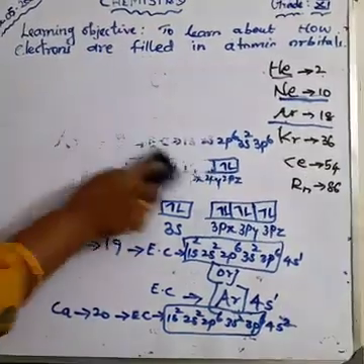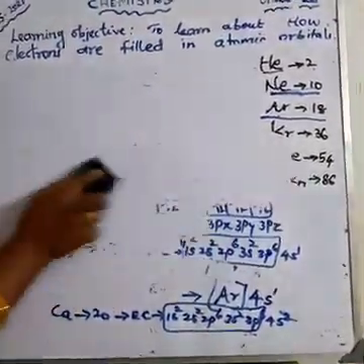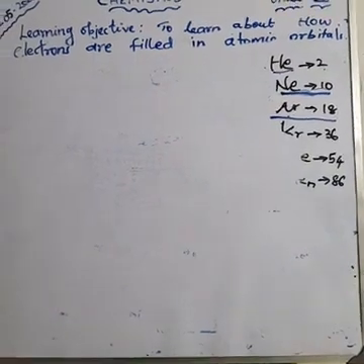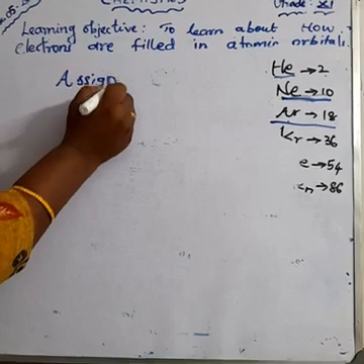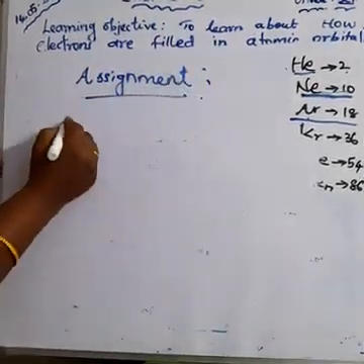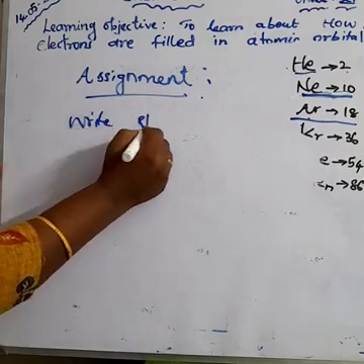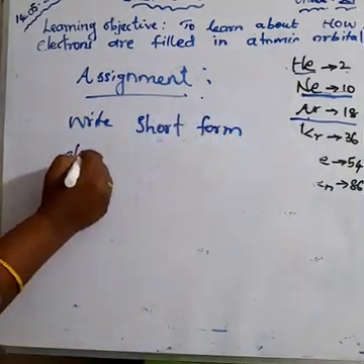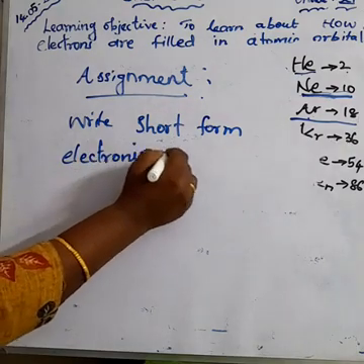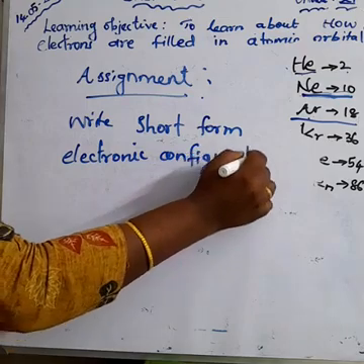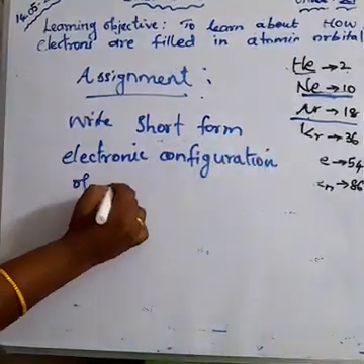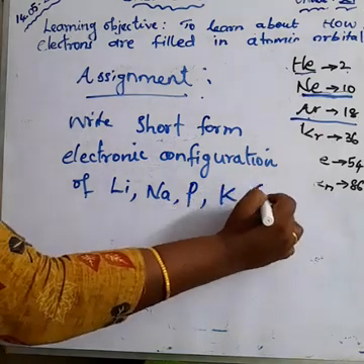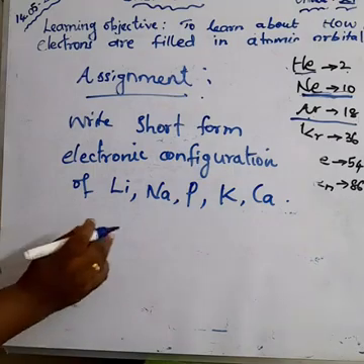Okay, students. Then the assignment: write the short form of the electronic configuration of lithium, sodium, phosphorus, potassium and calcium.